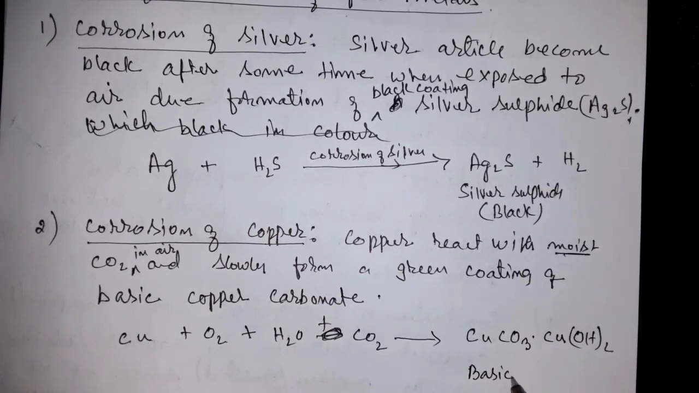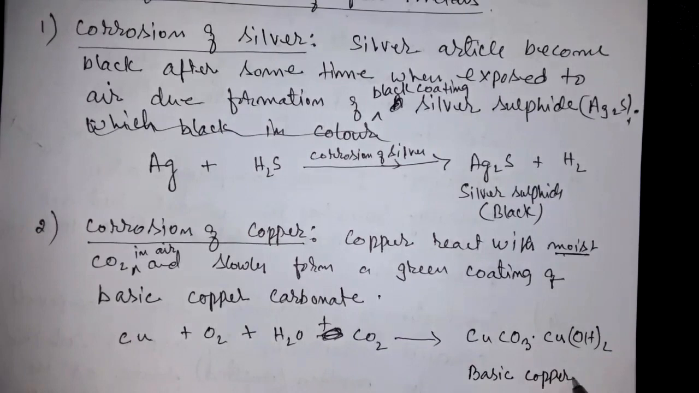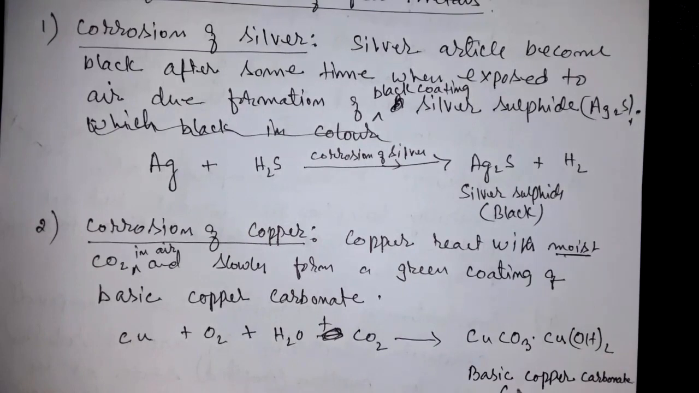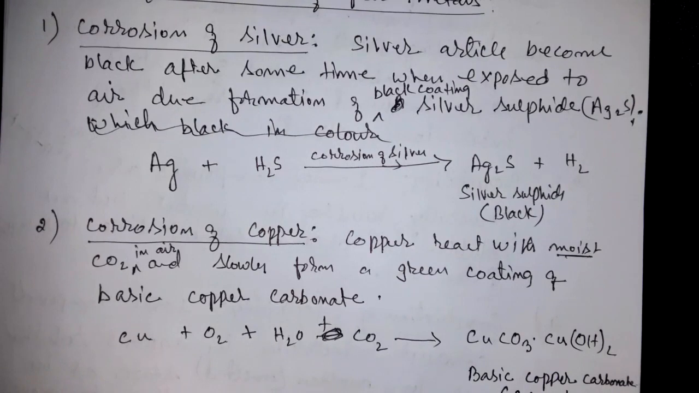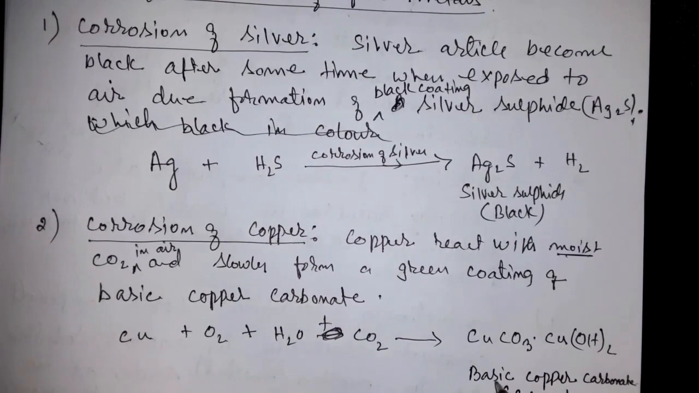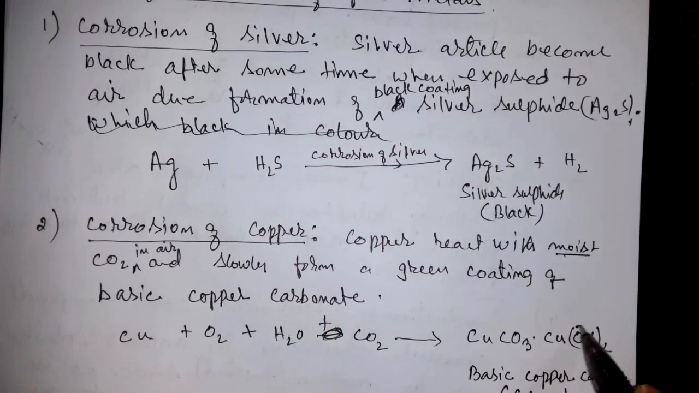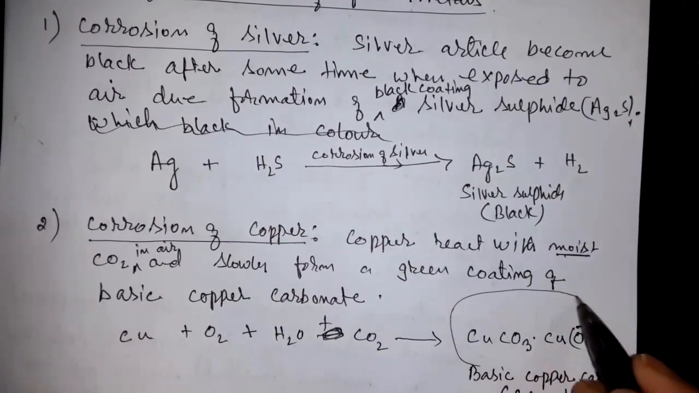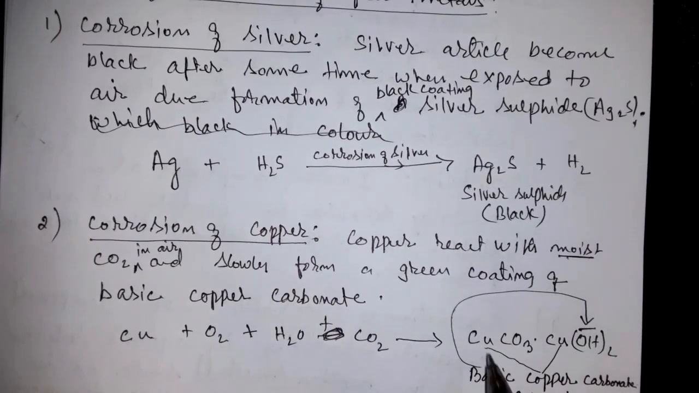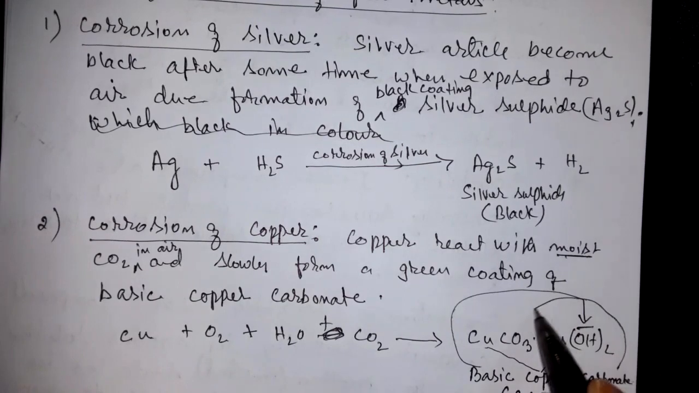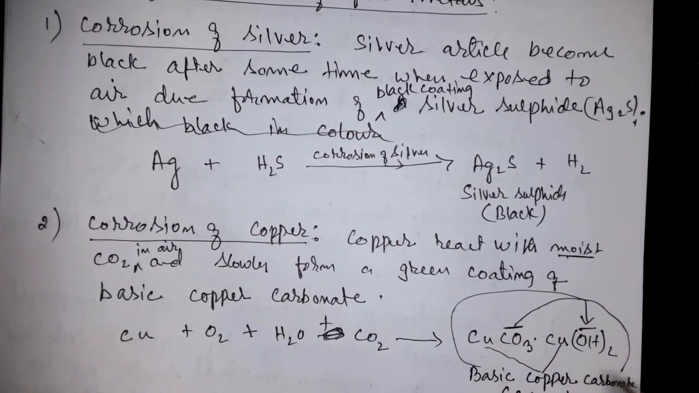This compound name is basic copper carbonate, and this compound is green in color. That's why whenever copper undergoes corrosion, something greenish will come, not something brown, not like iron. Here basic represents this OH. Any compound ending in OH is a base, so this OH represents basic. Copper is represented by the single word copper, and CO3 is called carbonate.